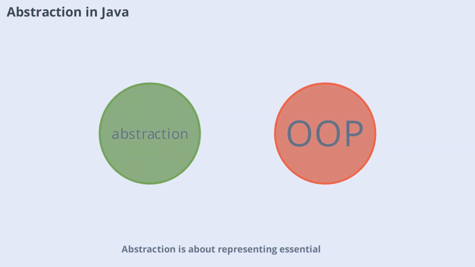Abstraction is about representing essential features without including background details. In Java, abstraction hides complex implementation details and exposes only what's necessary. For example, you know how to drive a car without understanding how its engine works. Abstraction helps manage complexity and keeps code clean.